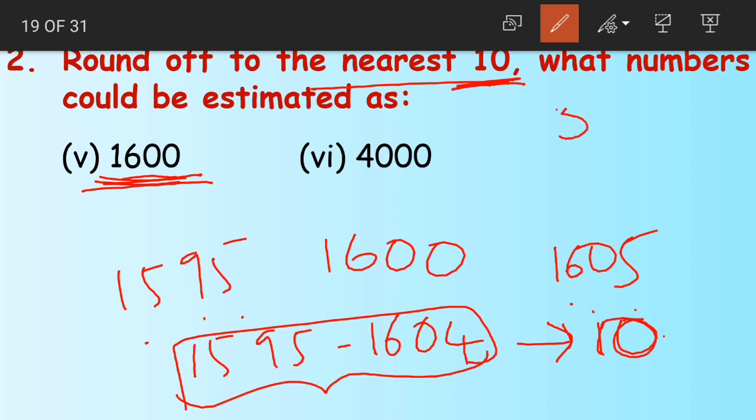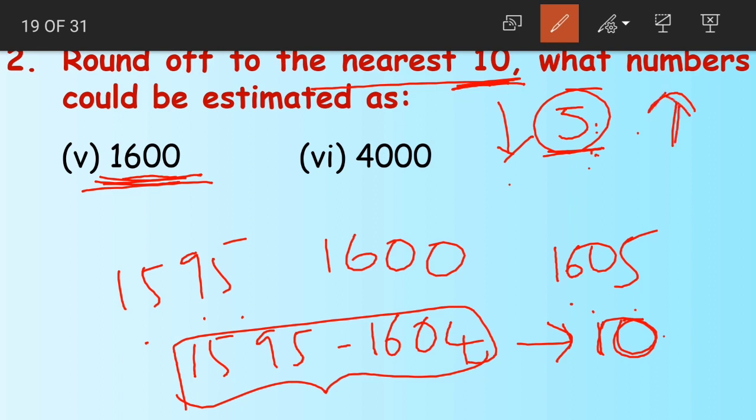As we use 5 as a method of rounding off, right? This will be our criteria. Less than 5 we round down, and if it is equal to or greater than 5, then we round up.